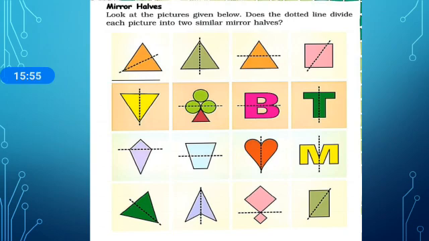Now I hope that you have understood what is mirror half. So here is an exercise for you. You have to look at the pictures given below. Does the dotted line divide each picture into similar mirror halves? You have to tell whether this dotted line divides the picture into similar halves or not.